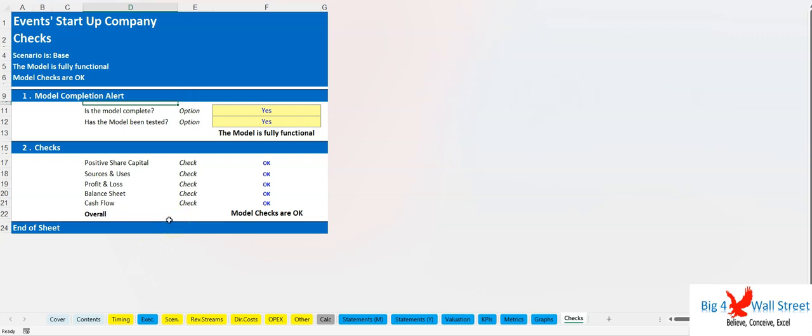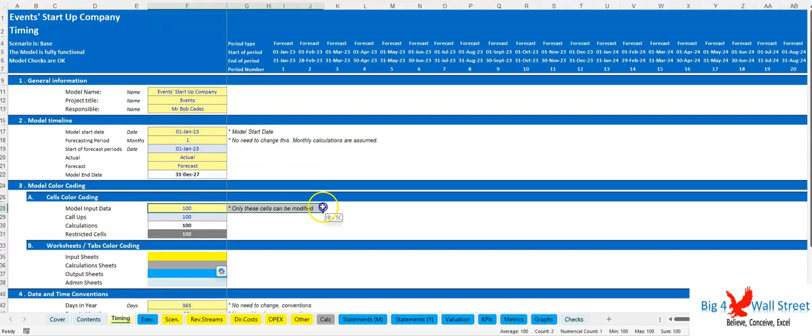Important. Notice, yellow indicates inputs and assumptions that the user can change. Blue cells are used for called-up cells, and white cells with black characters indicate calculation cells.